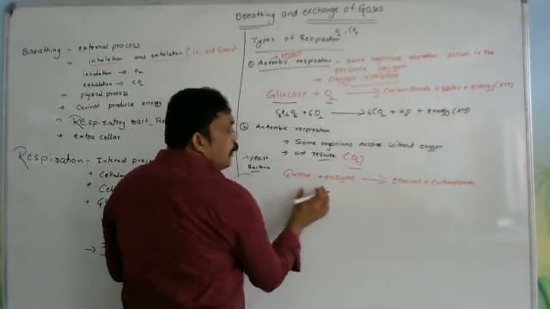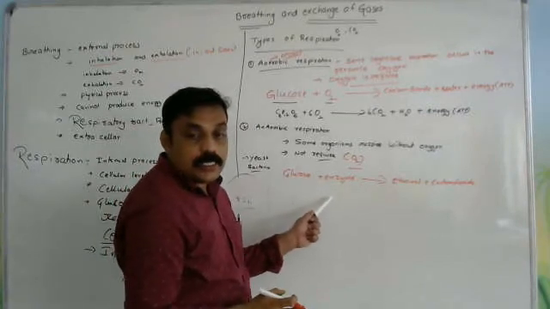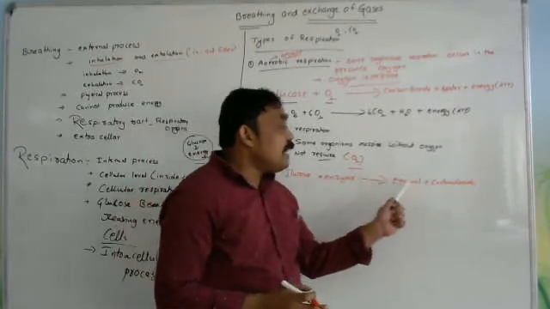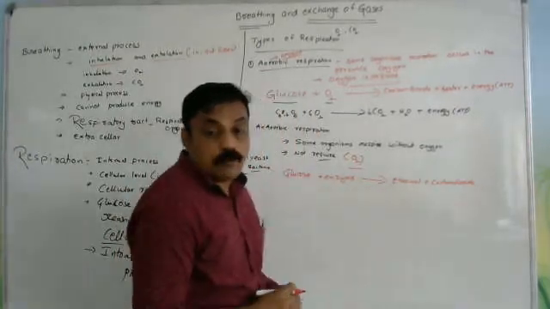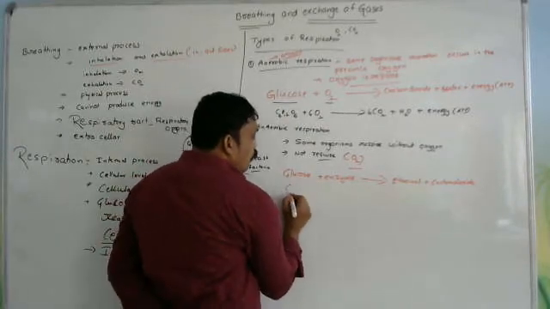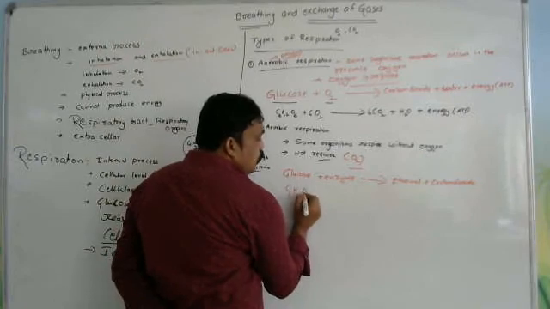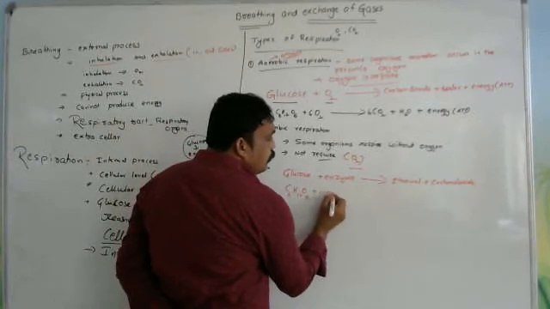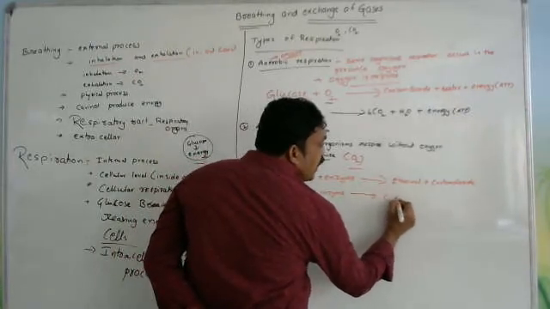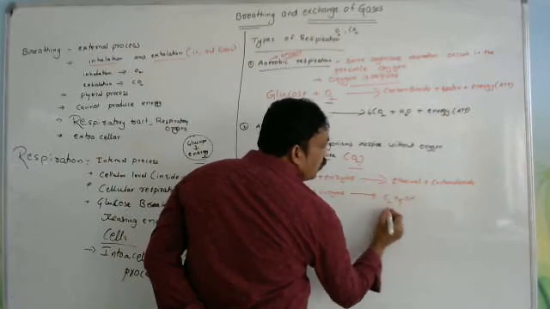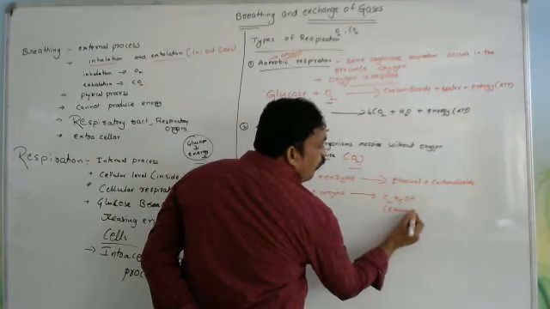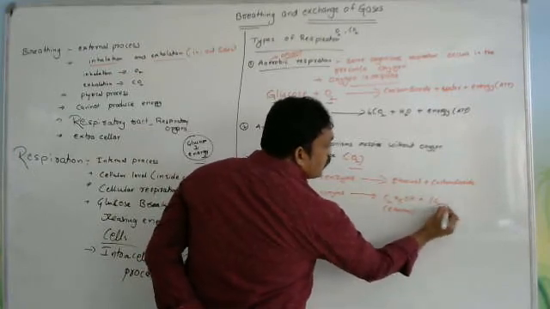If you have to write this: glucose plus an enzymatic reaction. There is no oxygen here. Glucose plus enzyme releases ethanol and carbon dioxide. Some microorganisms release this. So the glucose formula C6H12O6 plus some enzymes, in an enzymatic reaction, releases C2H5OH, which is ethanol, also called ethyl alcohol, plus carbon dioxide.